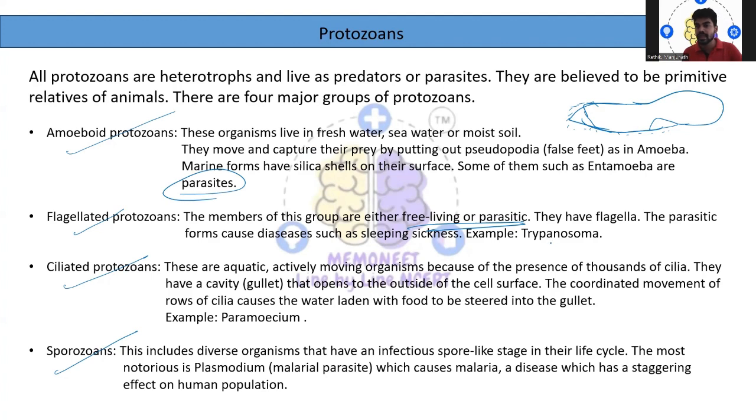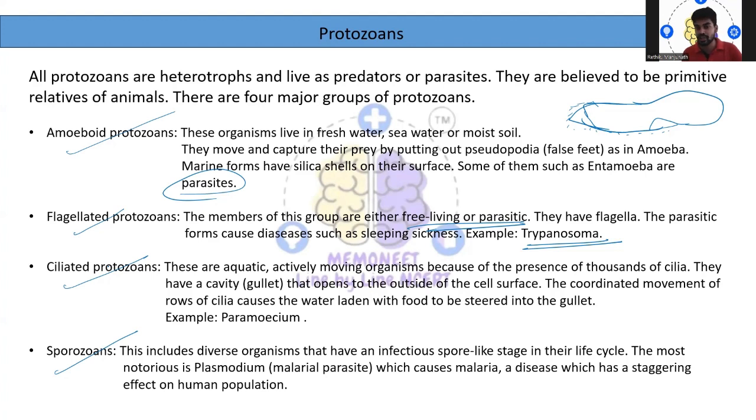Example, Trypanosoma. Okay, so this is an example for the flagellated protozoans. So it causes what? Sleeping sickness. Then we have ciliated protozoans.